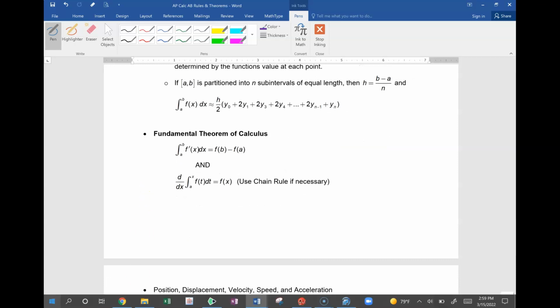Fundamental theorem of calculus. All right. So, if you have the integral of f prime, remember, integral and derivative neutralize one another, so you're left with just the function. The derivative of f and the integral of f neutralize each other, you just have f. But it's evaluated at f of b minus f of a. Okay?